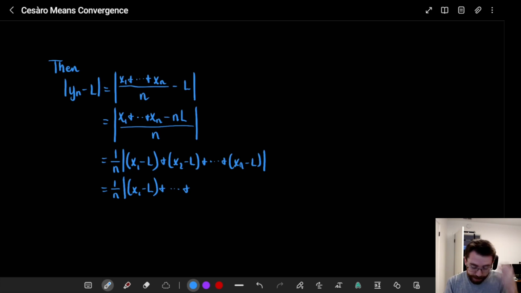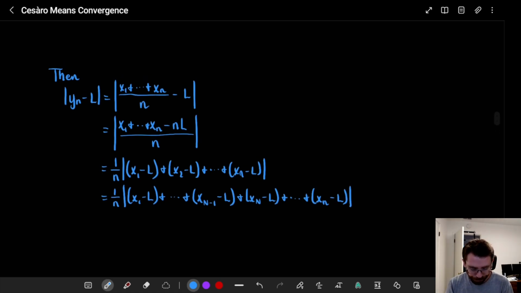And then eventually I get to this value of n, right? So I get to, maybe let's go 1 before it, xn minus 1 minus L, and then I get xn minus L. This is the place where past there, all my terms should be less than epsilon in absolute value. So I'll say dot dot dot, and then eventually I get to the last term, x little n minus L.